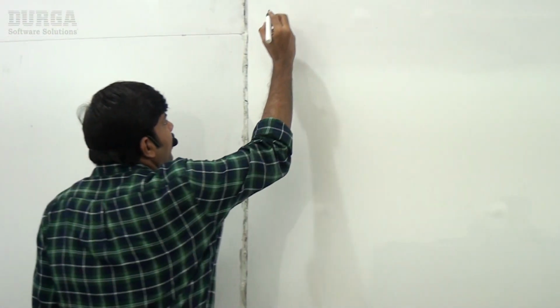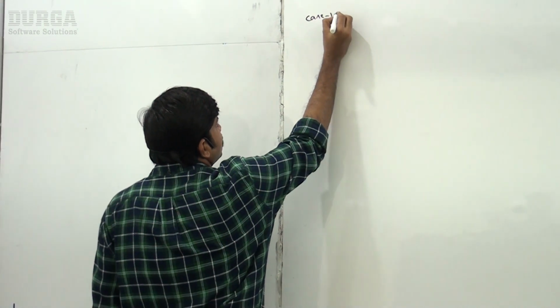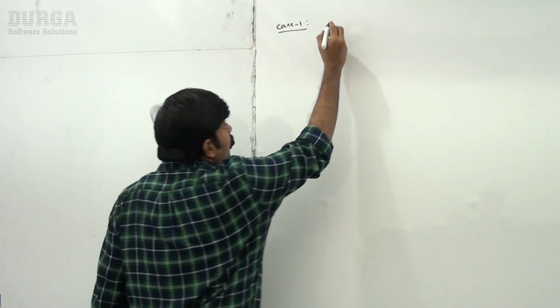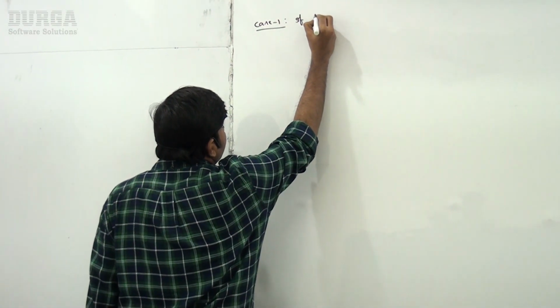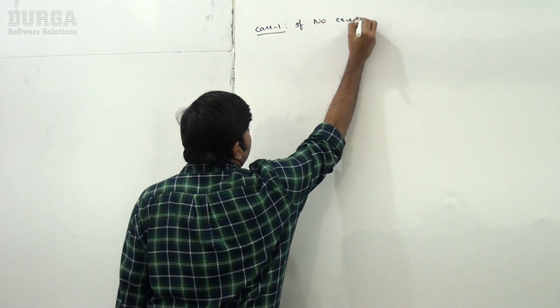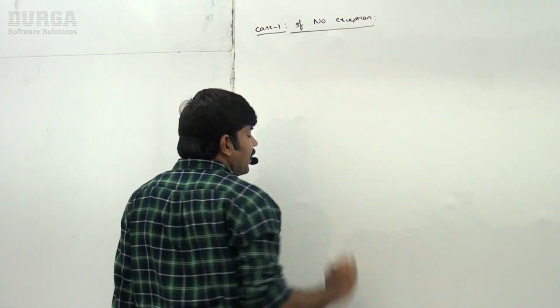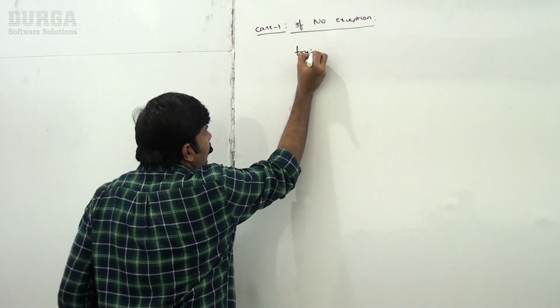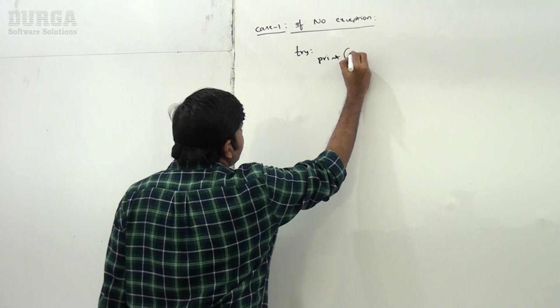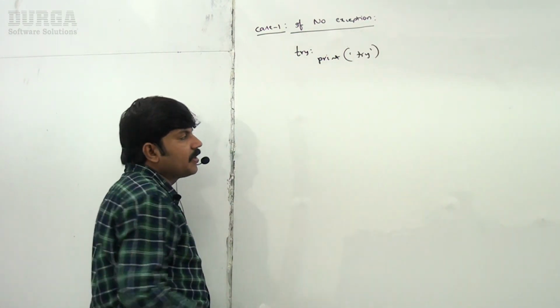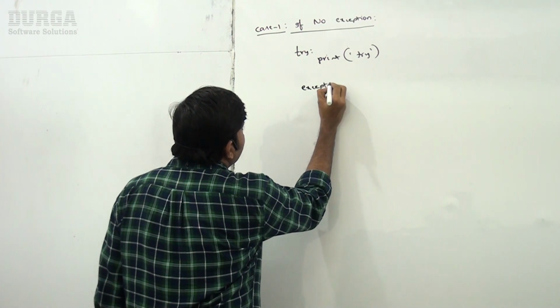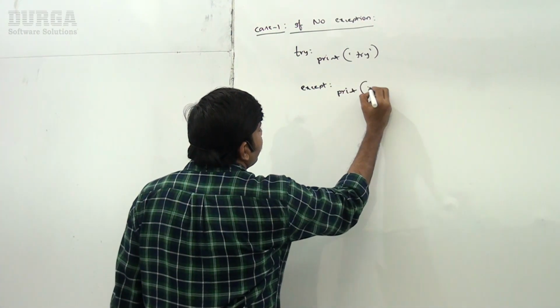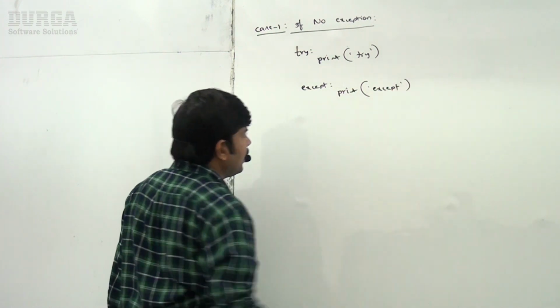Sir, where is the proof? Can you please explain with examples, you may ask? Observe carefully. I want to take multiple cases. Case 1: if there is no exception, in this case, will the finally block be executed or not? Let me check. Here I am taking a try block, print of try block, print of try. Next, except block, print of except I am taking.